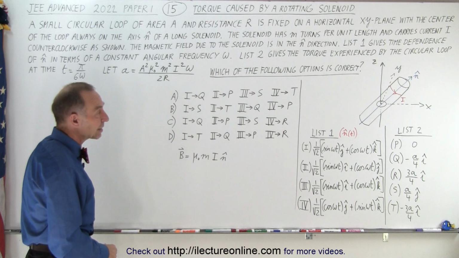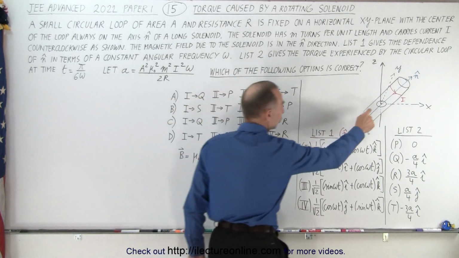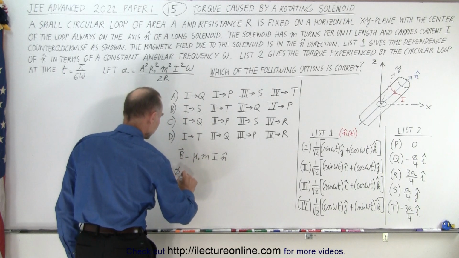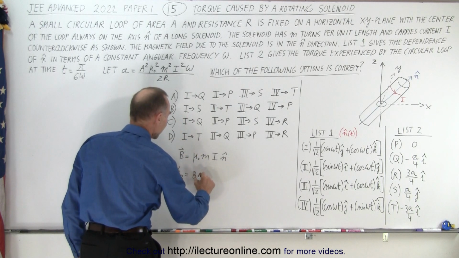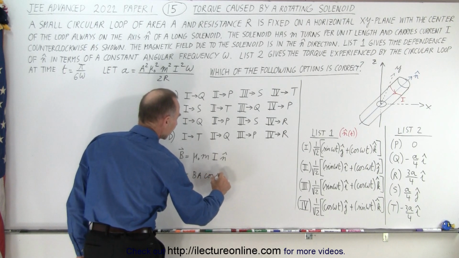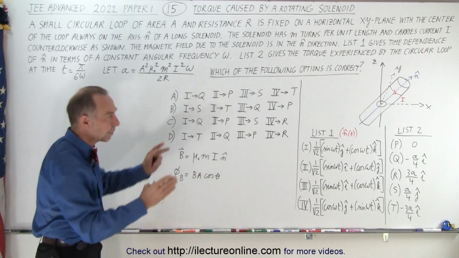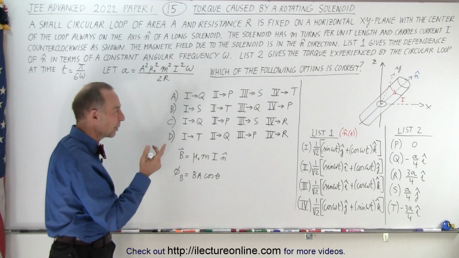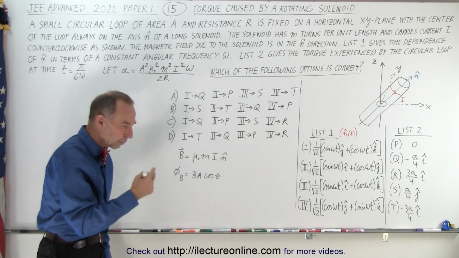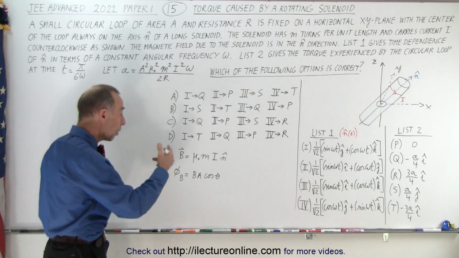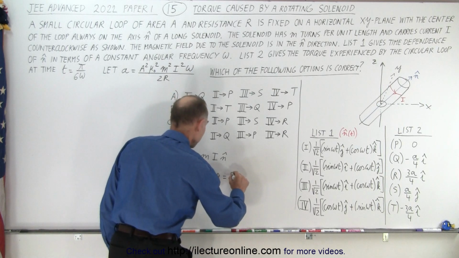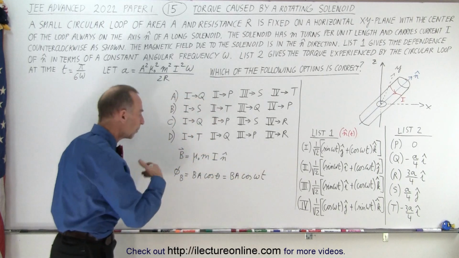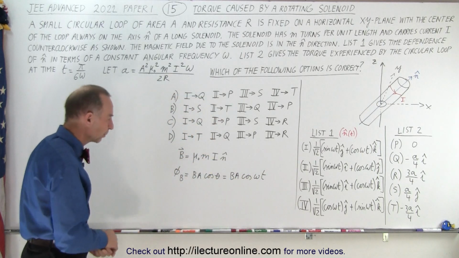Now we need to find the flux through the loop. The magnetic flux through the loop is going to be B times A times the cosine of the angle theta. Now the angle theta depends upon the orientation of that solenoid. Since it's rotating at angular frequency omega, theta will be omega times t. So this can be written as B A times the cosine of omega t. At all points in time, that will be the flux through the loop.